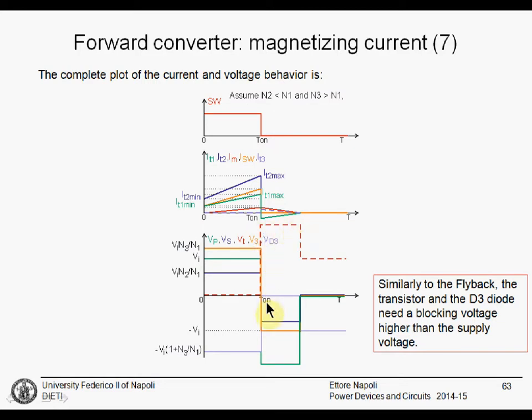The primary voltage, that is Vp, becomes negative. This also can be larger than minus Vi. The secondary voltage, the blue one, is also negative. The tertiary winding voltage is negative, and during this phase, the negative voltage on the primary winding, Vp, causes a negative derivative of the current, the magnetizing current that we can see here slowly goes to 0.